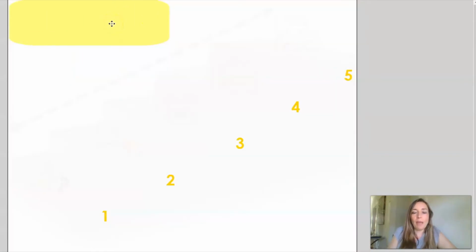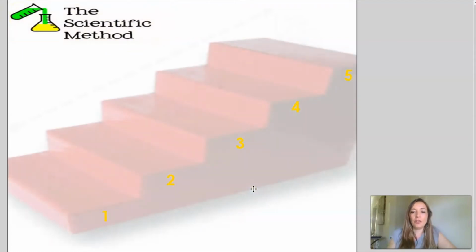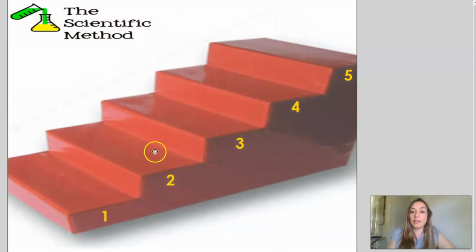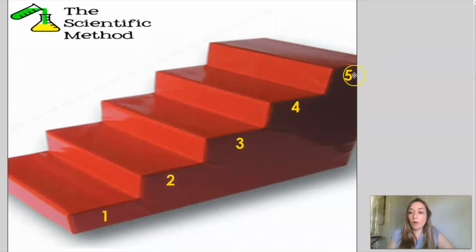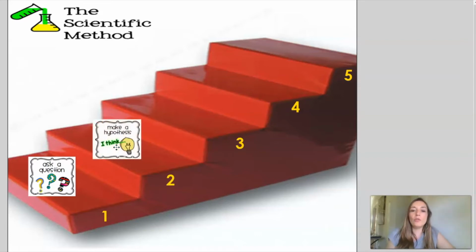Okay, so let's see the scientific method step by step. You have to imagine these steps that we need to follow to conduct research. So this is the scientific method. First of all, we need to ask a question. Very good. Second, we need to make a hypothesis. This means making a prediction. What will happen?